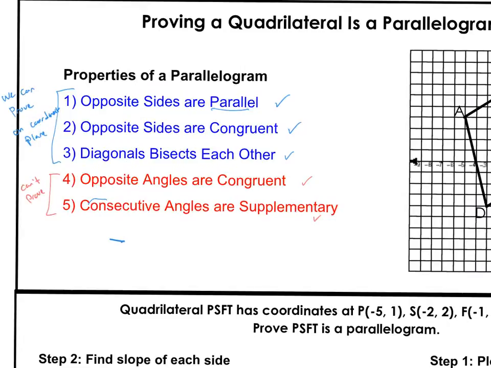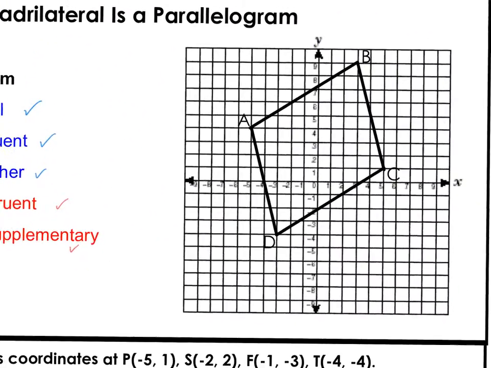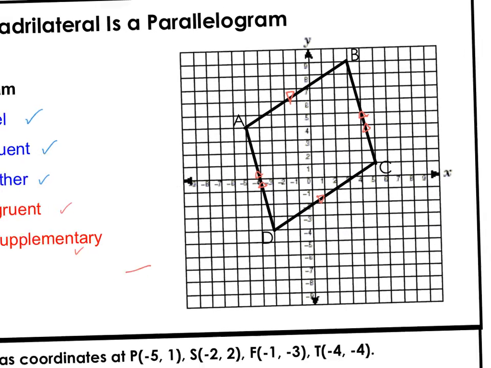So, if you're looking at this diagram over here, if I asked you to prove that this is a parallelogram, there's a few options that you have, okay? You could show me that the opposite sides are parallel, and to do so, you would just show me the slopes of the opposite sides and show me that they're the same. So that's one option, right? Opposite sides are parallel. You could do that pretty straightforward.